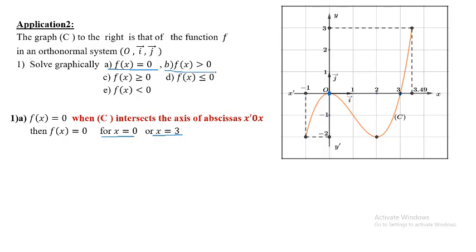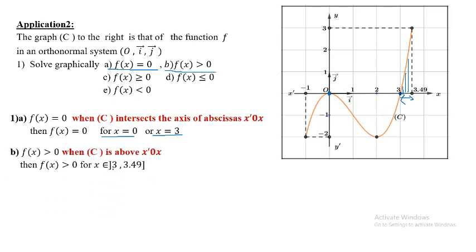Now B. Solve f of x positive. When we say positive, this inequality is verified when C is above x prime x, as we worked in the previous slide. Look at the values of x. So x goes from 3, open at 3, and reaches the value 3.49. Why do I close the interval at 3.49? Since f of 3.49 equals 3, which is positive, then 3.49 is included in the solution.